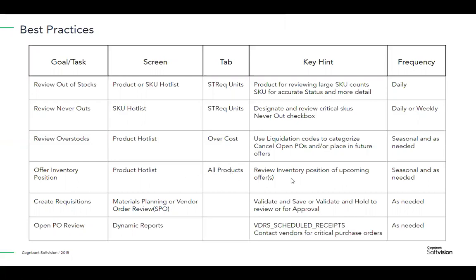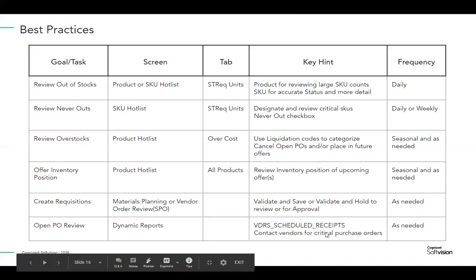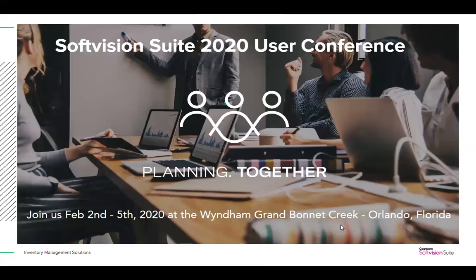Product hot lists, all products, review the inventory position of upcoming offers. Go into materials planning or vendor order review if you have SPO. Validate and save, or validate and hold to review or for approval, do that as needed. And then in dynamic reports, look at those VDRS scheduled receipts. So you could contact the vendors for those critical purchase orders that you need. I'll hand it back to Megan.